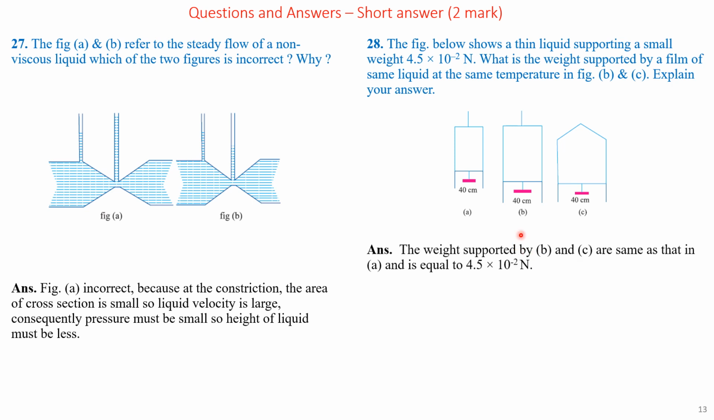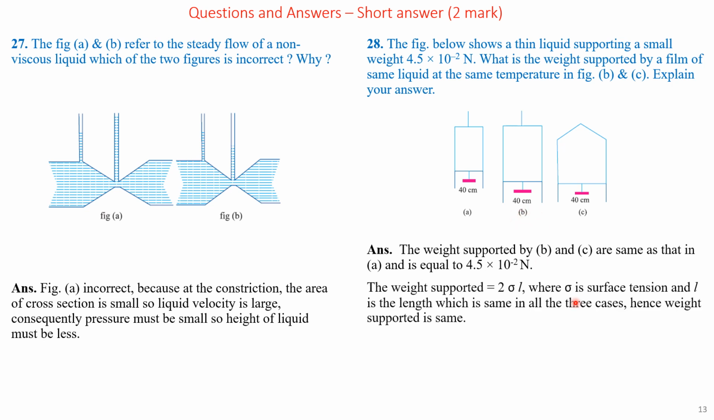The weight supported at B and C is the same as that in A. That is, all the three are equal to 4.5 into 10 to the power of minus 2 newtons. The weight supported is equal to 2 into sigma into L, where sigma is the surface tension and L is the length, which is the same in all the three cases. Hence, the weight supported is the same.